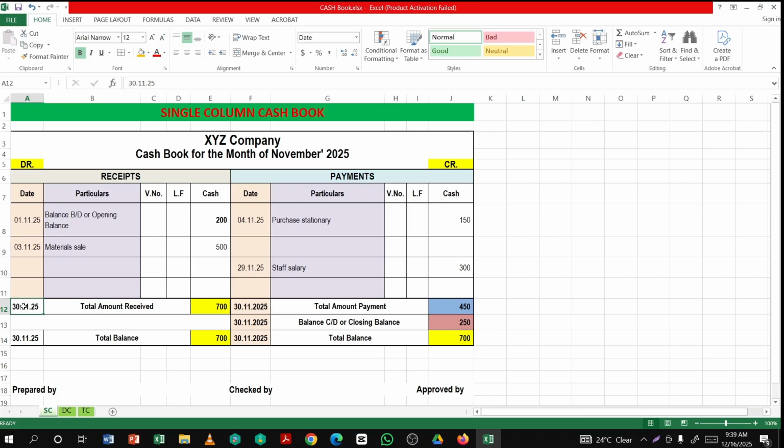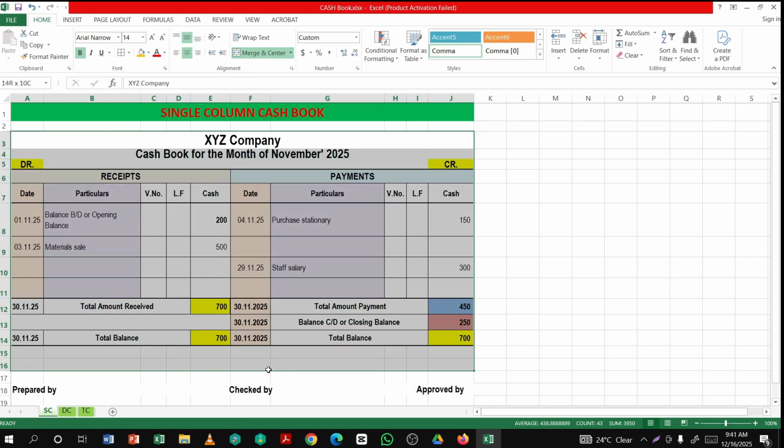So at the end of November, the total amount received by cash is shown as 700 on both sides. Total amount paid is 450. Now the balance c/d or closing balance is 250. The single column cash book must be signed by the preparer, checker, and approving authority. So these are all the details of the single column cash book.